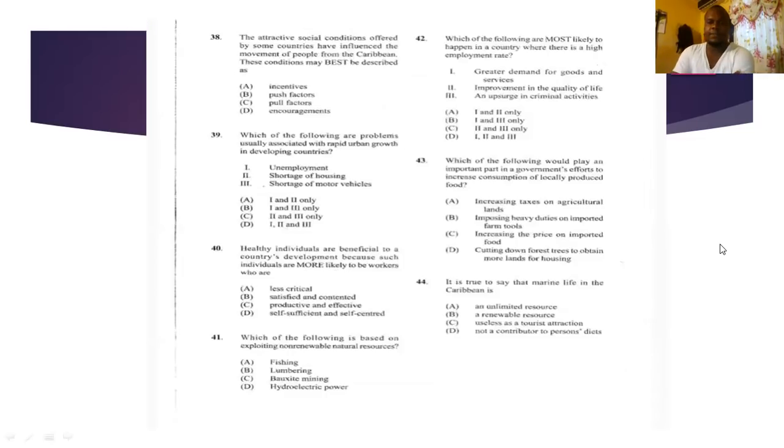Number 38. The attractive social conditions offered by some countries have influenced the movement of people from the Caribbean. These conditions may be described as A, incentives, B, push factors, C, pull factors, or D, encouragements, right? What will actually entice people to go somewhere else to live? What do we call those things? Correct. They are pull factors. These are conditions that exist elsewhere that entice people to go there, right?